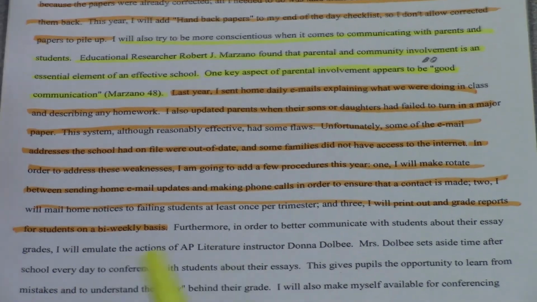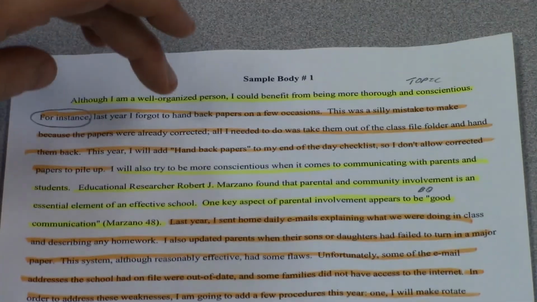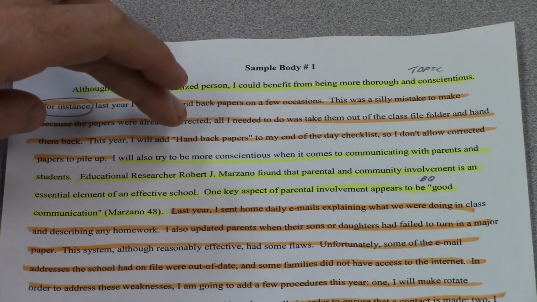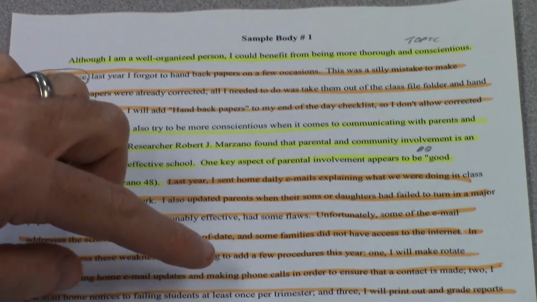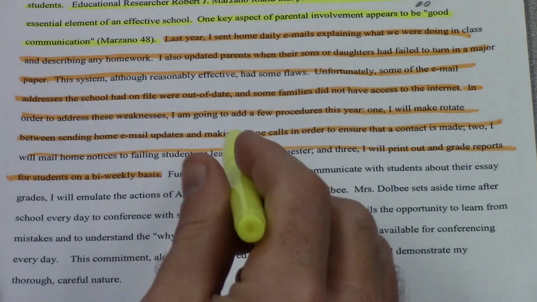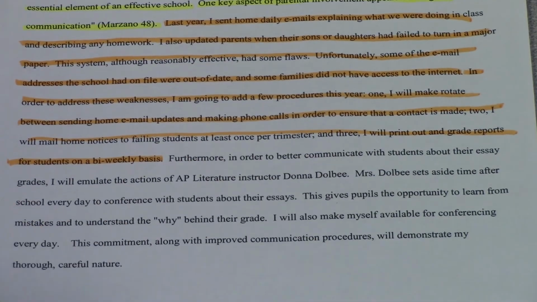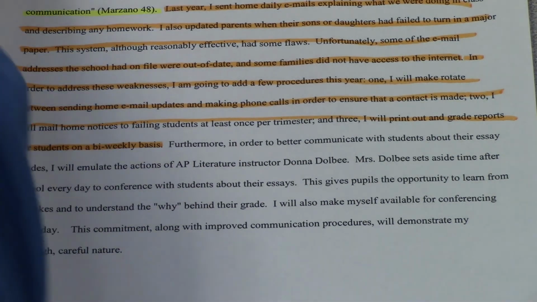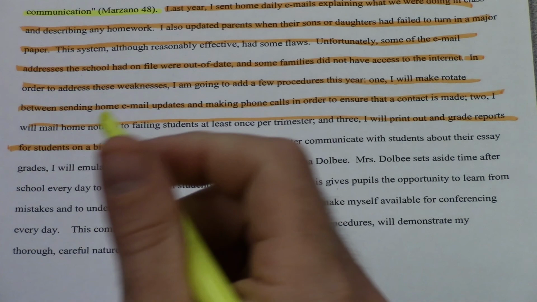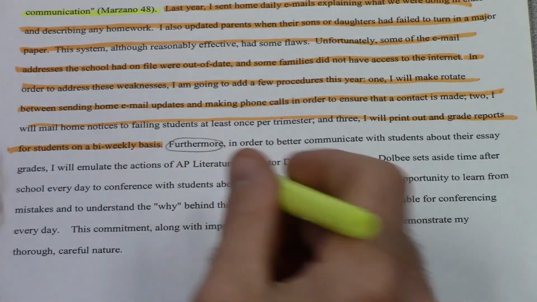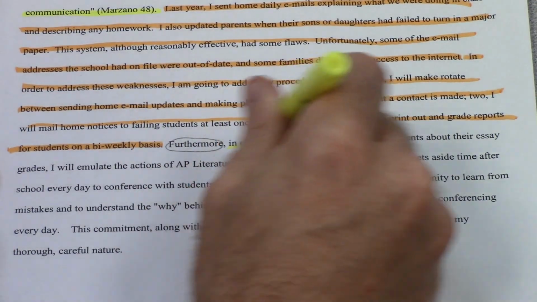Okay, so you've unpaused me. At this point, you've got a topic sentence. You discussed a personal example of why you need to improve. You led into and blended a quote from the research. You discussed how this quote relates to you. Now you're going to go through and reference a role model. I use this transition: Furthermore, in order to better communicate with students about their essay grades, I will emulate the actions of AP Literature instructor Donna Dolby.